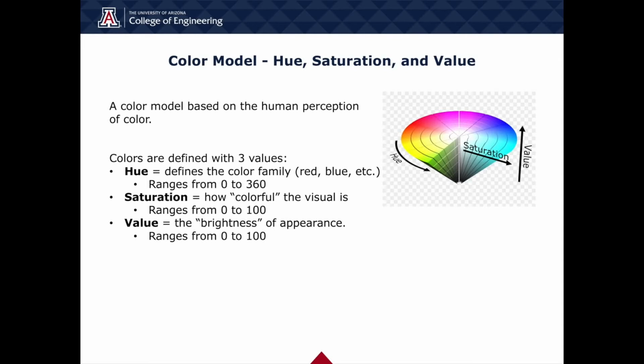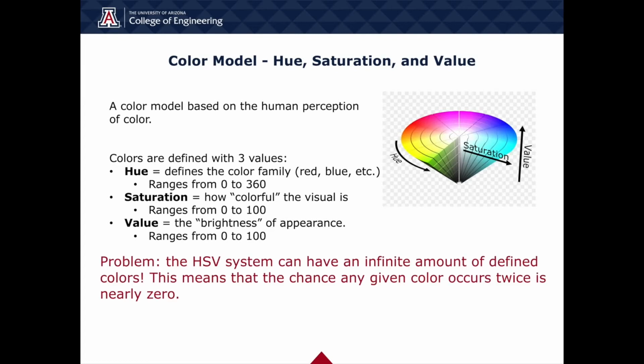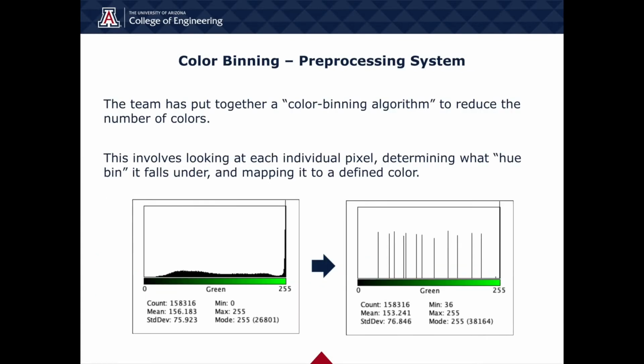Using this system, there is a lot of flexibility in color definition. This, however, poses a problem. In this model, we can have infinitely many individual colors. With so many unique values, the chance that any one color repeats in an image is effectively 0, which is not helpful for analysis. The team has put together a color binning algorithm to reduce the number of colors that can be detected and compared.